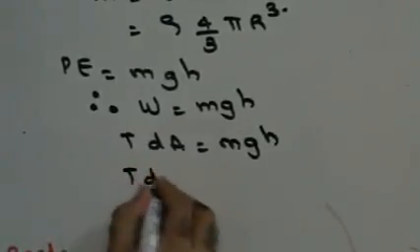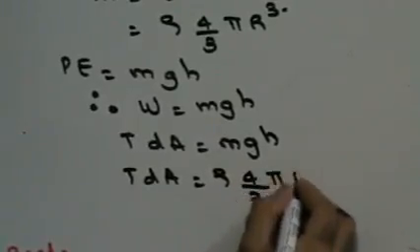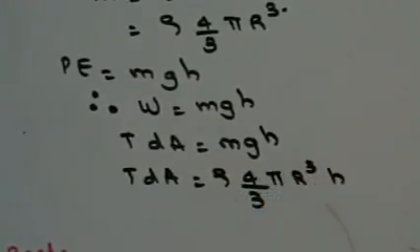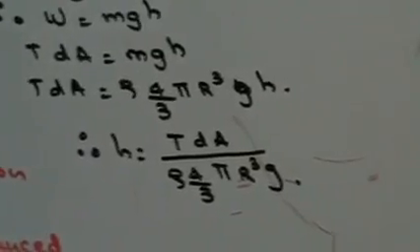M we know, so you will get T into dA. M is nothing but rho 4 by 3 pi r cube h g, right? Therefore you will get the height from where the mercury drop falls is T into dA upon rho 4 by 3 pi r cube g, right? You have all the values: tension, change in area. You also have density, g and r.